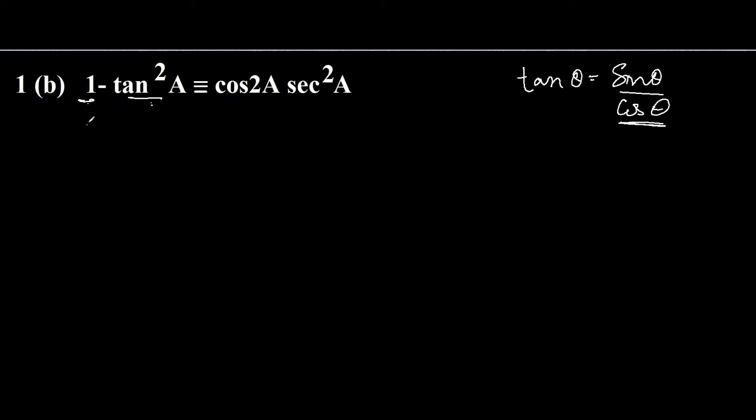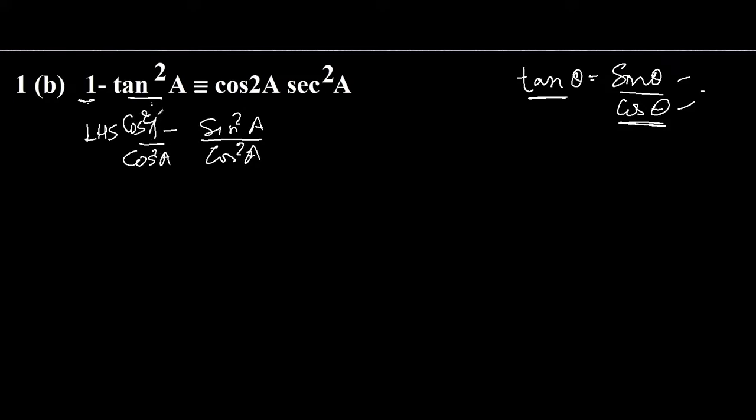So let's see. LHS is 1 minus sine square A over cos square A, because whenever tan is squared, sine and cos also are squared. So let me give them the same denominator now. I will divide it by cos square A, so I have to multiply by cos square A here. So now I'll be left with cos square A minus sine square A over cos square A. Now, the denominator is cos square A.